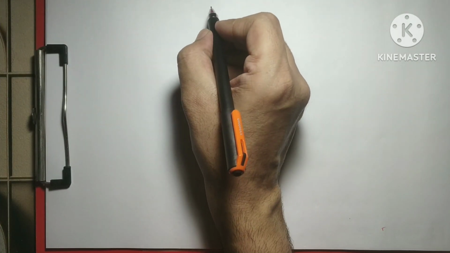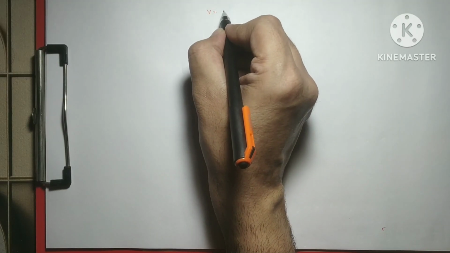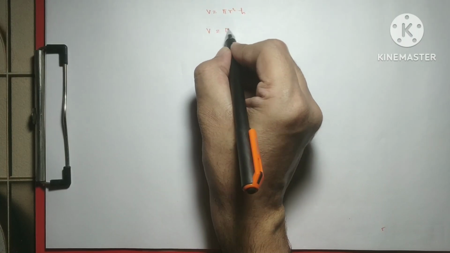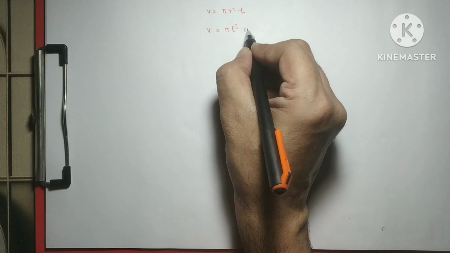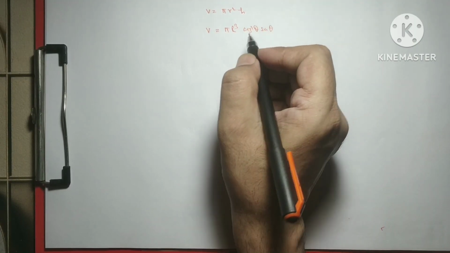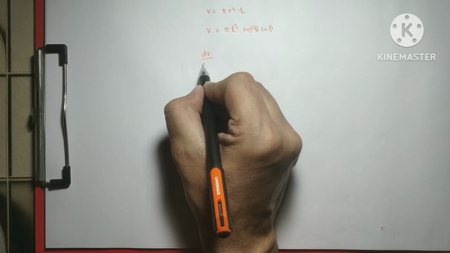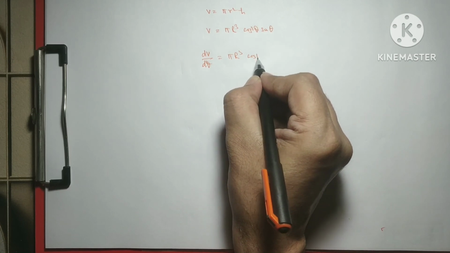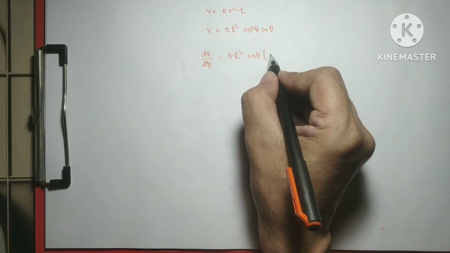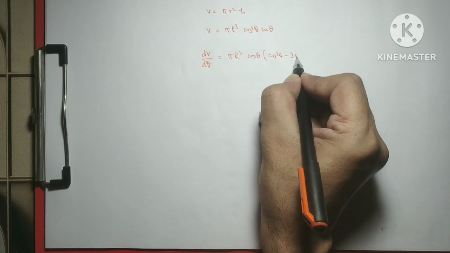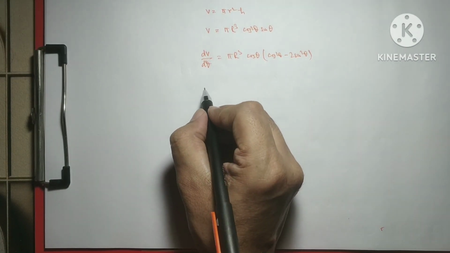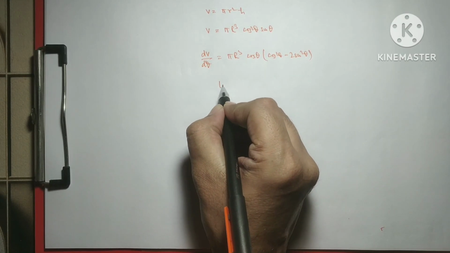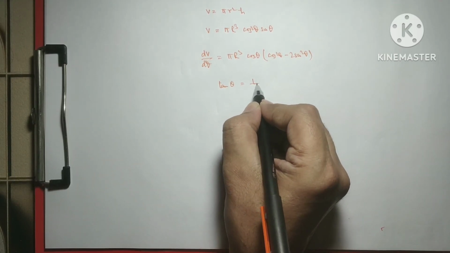Now we have V is pi r square h. On putting values, we get V is pi r cube cos square theta sin theta, and dV over d theta is pi r cube cos theta into cos square theta minus 2 sin square theta, and on solving this equal to 0, we get tan theta equals 1 over root 2.